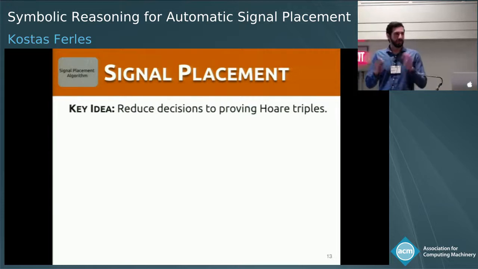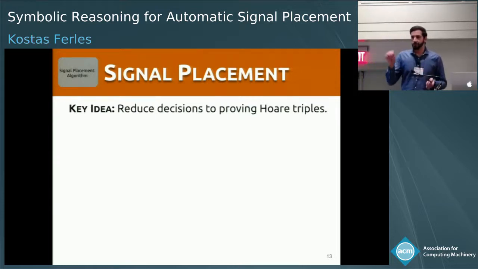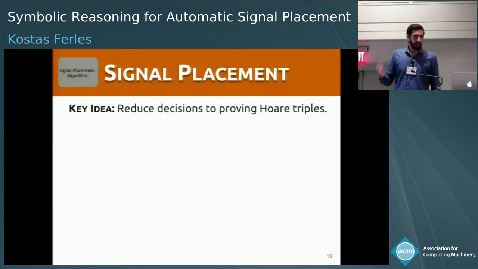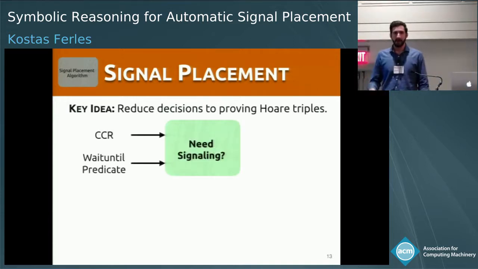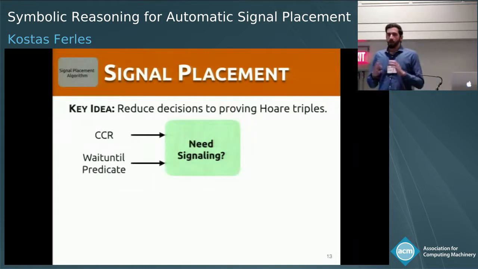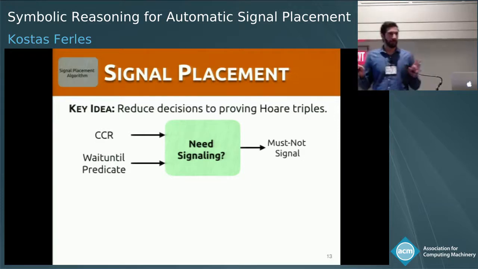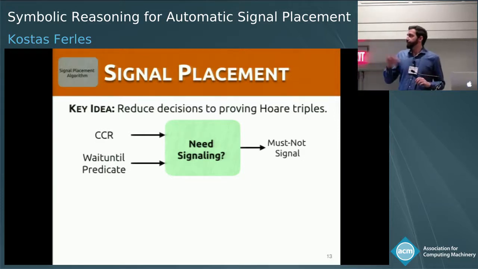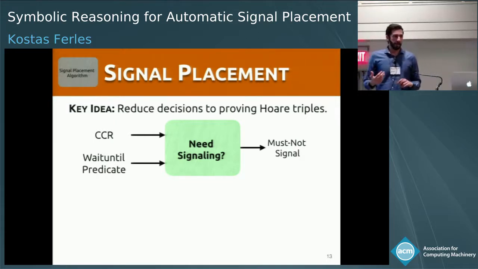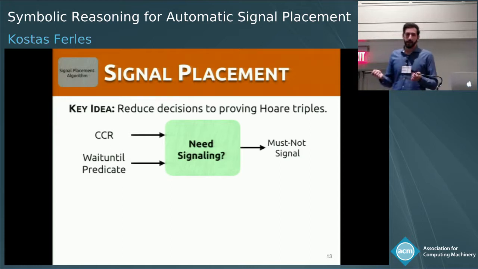So the key idea for our signal placement algorithm is that it's going to reduce every possible decision with respect to signaling to appropriate Hoare triples. More specifically, given a CCR and a wait until predicate, first, our signal placement algorithm will try to decide whether a signaling operation is indeed necessary. One possible outcome here is what we call a must not signal case, which means that there is no need to signal a thread after executing the corresponding CCR. If this is the case, then we are done.